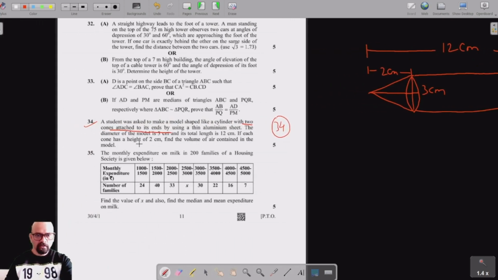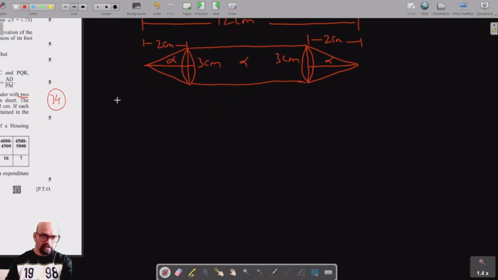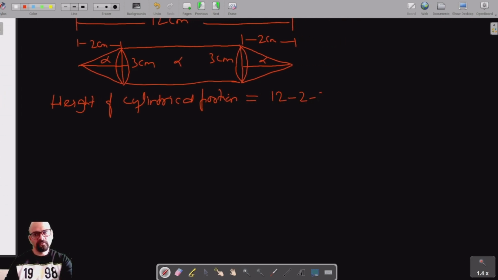Now we have to find the volume of air contained in the model. To find the volume of the air contained in the model, it has to be summed up for the volumes of these two cones and the cylinder. And for that, let's find out the height of the cylindrical portion. So height of cylindrical portion is 12 minus 2 minus 2, which is 12 minus 4, equal to 8 centimeter.